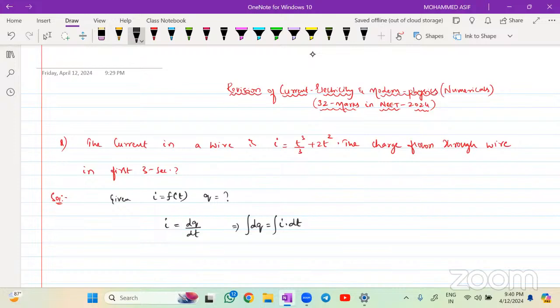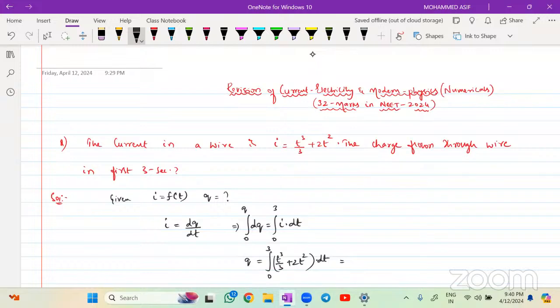I have given you everything. The limit is 0 and this charge is q. Time is 0 to 3 seconds. Integral of dq is equal to q, that is equal to the integral of I, where I is t cubed divided by 3 plus 2 into t squared, into dt. Limit is 0 to 3. So what will be the answer?